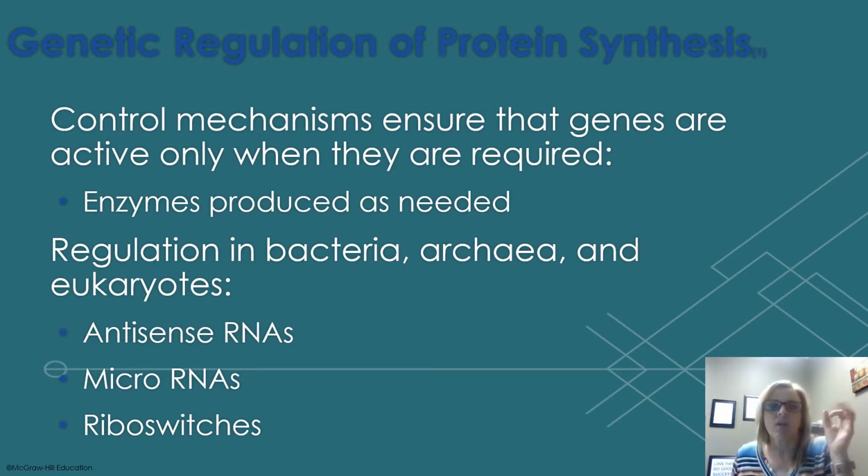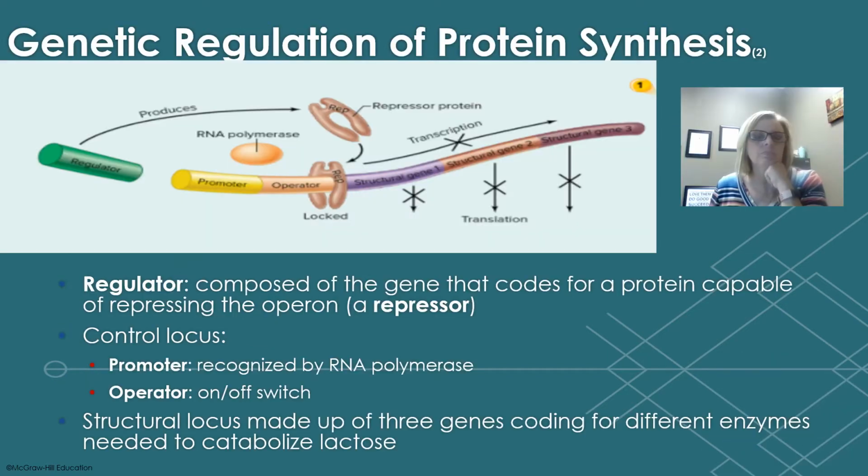We've got things like our antisense RNAs, microRNAs, and riboswitches, which actually help regulate this in bacteria, archaea, and eukaryotes. So we're going to look at what's called an operon. These are going to be found in bacteria and archaea. It's going to be a set of genes that are going to work together to regulate something as a single unit. These can be either inducible or repressible.